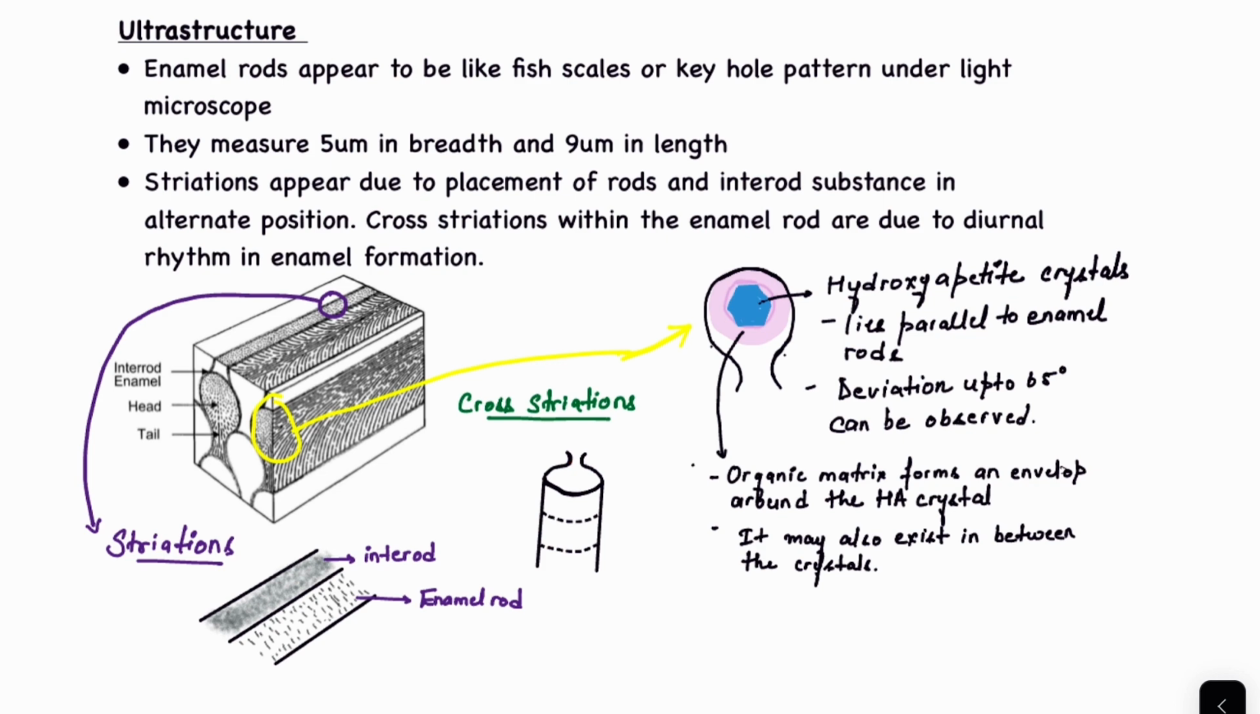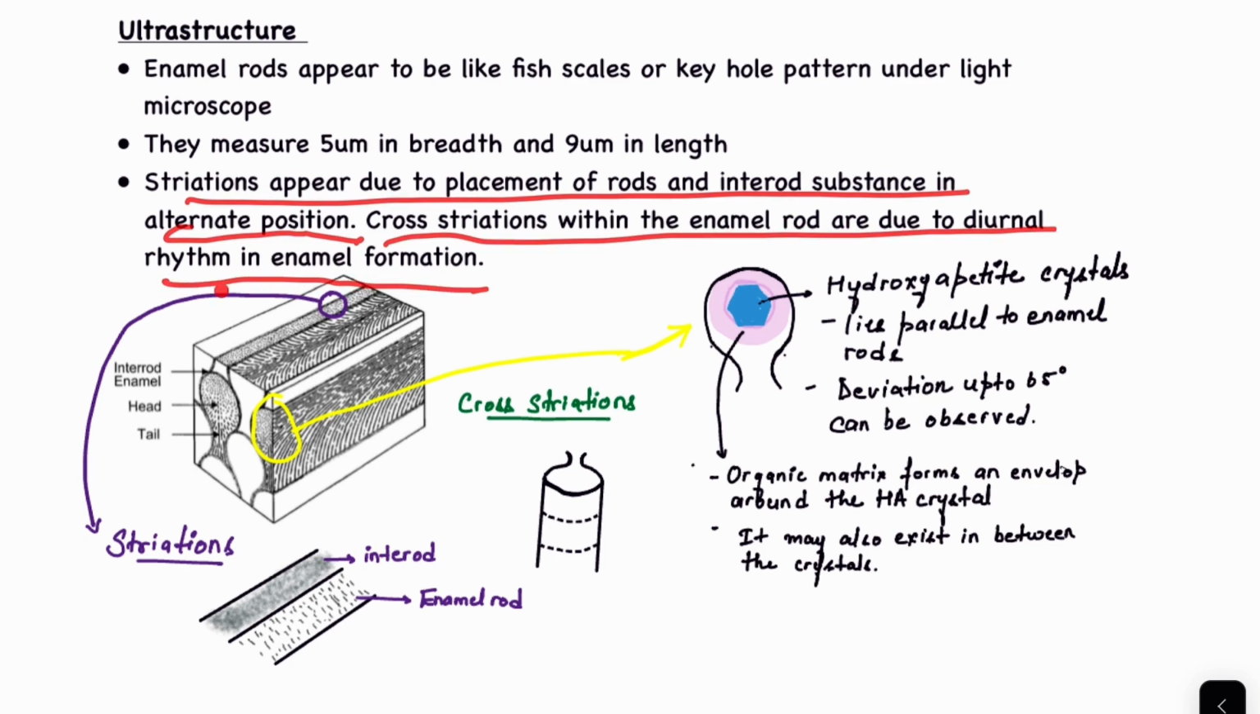And these will be visible otherwise as well. Enamel rod due to rhythmic enamel formation. So this is what's written over here. Striations appear due to placement of rods and interrods in alternate positions. Cross striations within the enamel rod due to diurnal rhythm in enamel formation are also present.